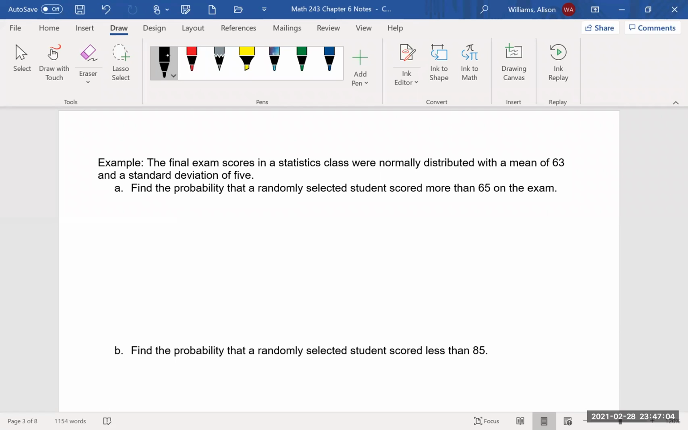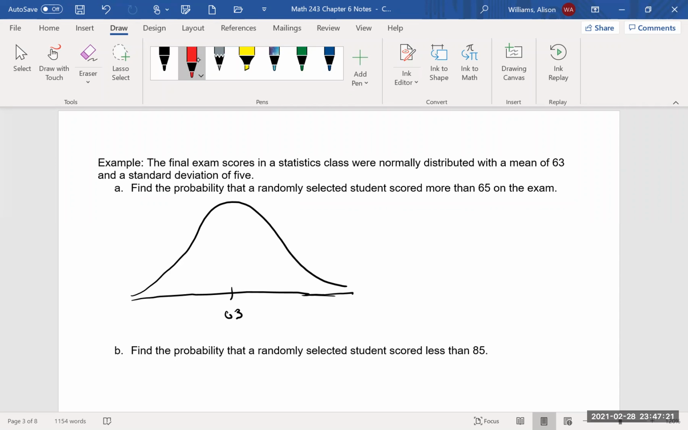So I'm going to draw this. You can find the z-score first if you'd like, but I'm going to draw this picture first. So I have a mean of 63 and they got 65 on the exam, so it's relatively close to the 63. And then they want to know the probability that they scored more than 65, so that would mean we're shading to the right.